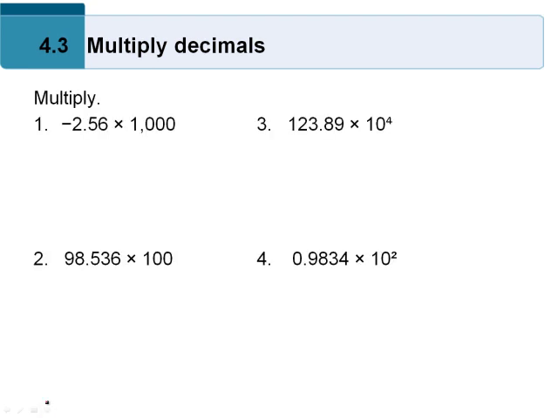All right, so here's some examples working with those powers of 10. So we have number 1, negative 2.56 times 1000. So I've got 3 zeros here. So first of all, figure out your sign. A negative times a positive is a negative. Now, I need to move the decimal point 3 places, because there's 3 zeros, 3 places to the right.